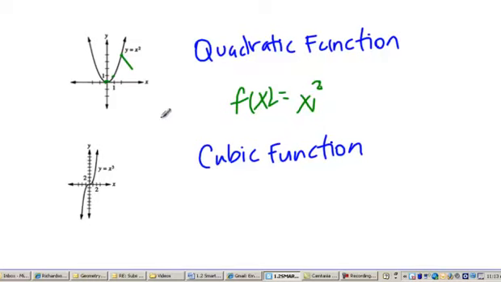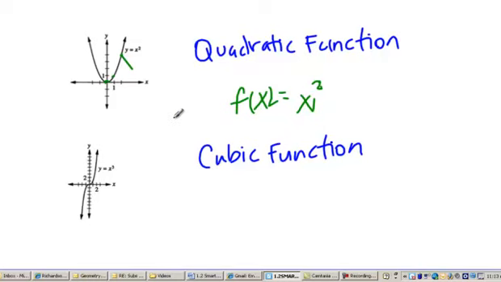So notice one thing I do want to say about the quadratic. Notice all y values are positive because a negative times a negative is a positive. And it goes through the origin and it makes a parabola.